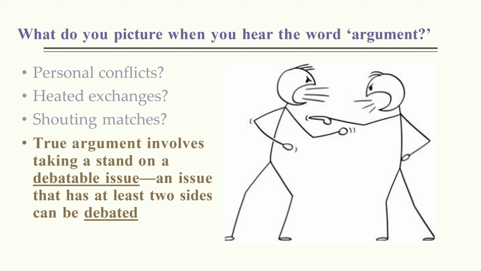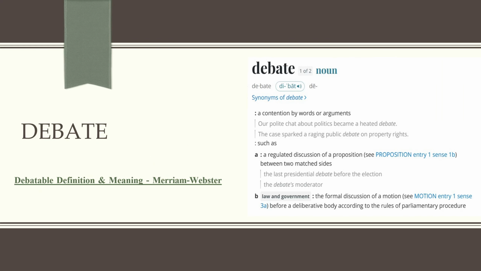An argument, of course, is some sort of conflict. It's something you can take a side on, and it's something that can be debated. But it doesn't have to be something done in anger. So a debate, it says a contention by words or arguments, and contention just means something that's not agreed upon. It's not agreed upon.